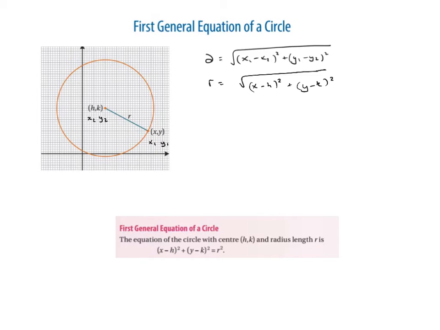And then to get rid of the square root, we get r squared is equal to x minus h all squared plus y minus k all squared. As you can see down here, all they've done is put this onto the left hand side, this onto the right hand side, and that there is the first general equation of the circle.